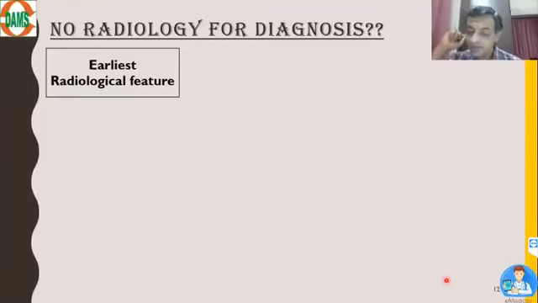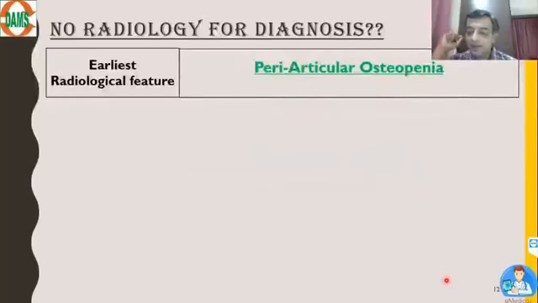Very good. The earliest radiological feature is the peri-articular, also called juxta-articular osteopenia. Yes, you have to write this. Synovitis cannot be seen on X-ray. The earliest radiological feature that can be seen is the peri-articular osteopenia.